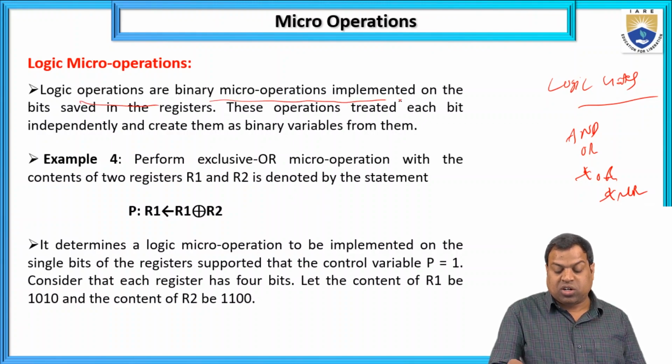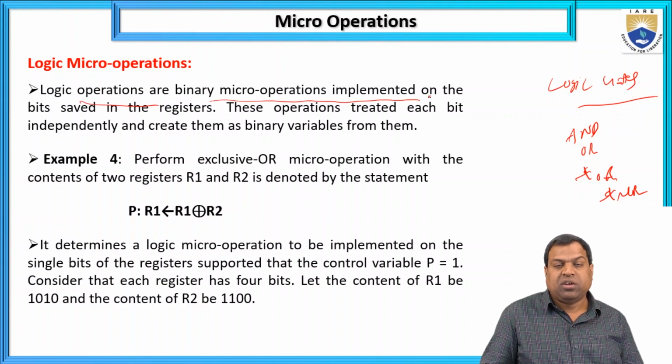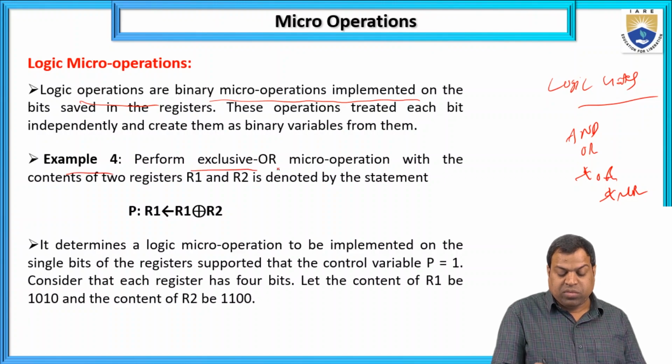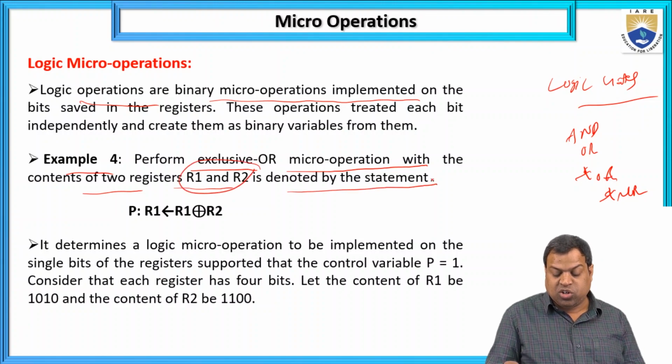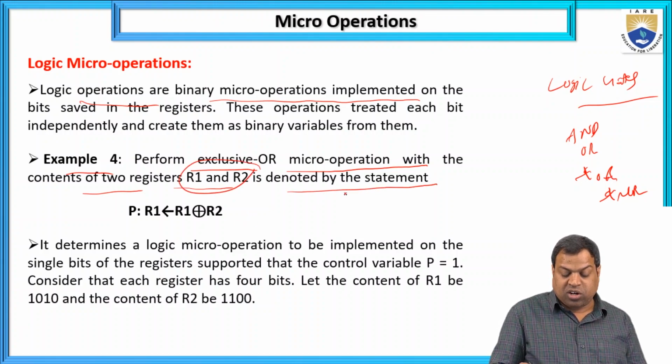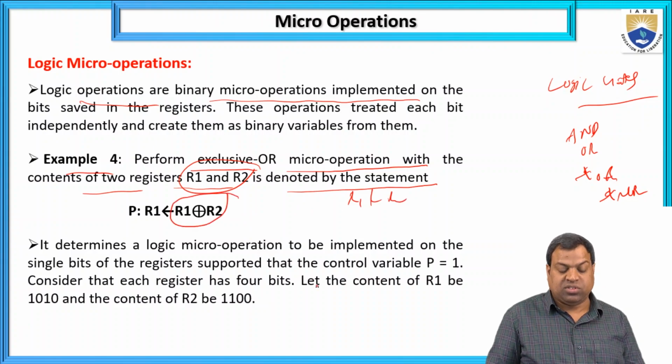Logic microoperations are binary operations implemented on the bits stored in the register. These operations treat each bit independently and produce a binary result from them. I am taking one example. Example: perform the exclusive OR microoperation with the contents of two registers R1 and R2, denoted by the statement. So I am taking R1 and R2 with XOR. We are performing XOR.